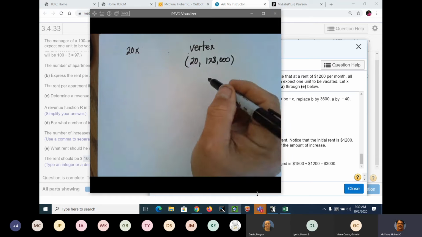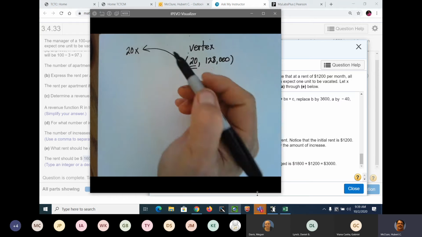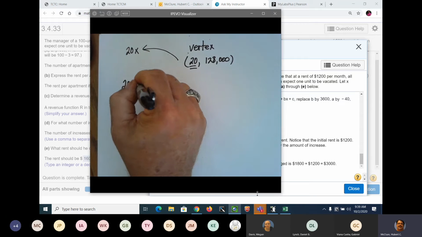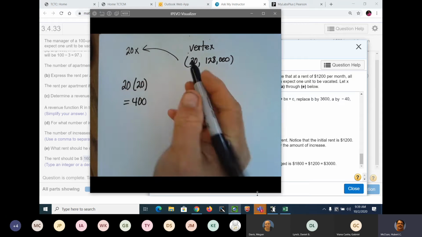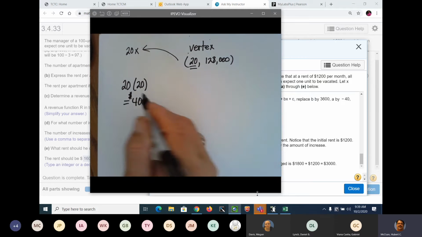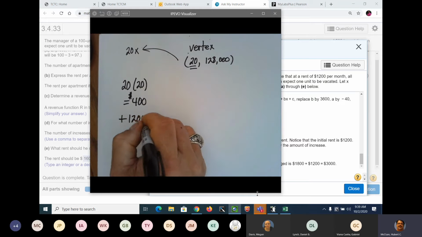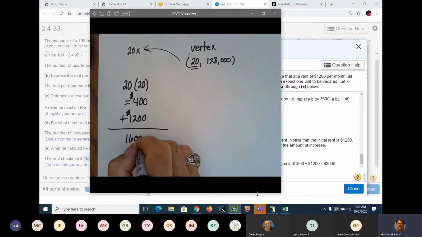So they want to find the max, so you got to take the x of the vertex and plug it into that formula. So 20 times 20 is 400. So that's the maximum you're going to get from 20 units. And you add that to the rent of $1,200 for all the apartments or whatever, and that's equal to 1,600.